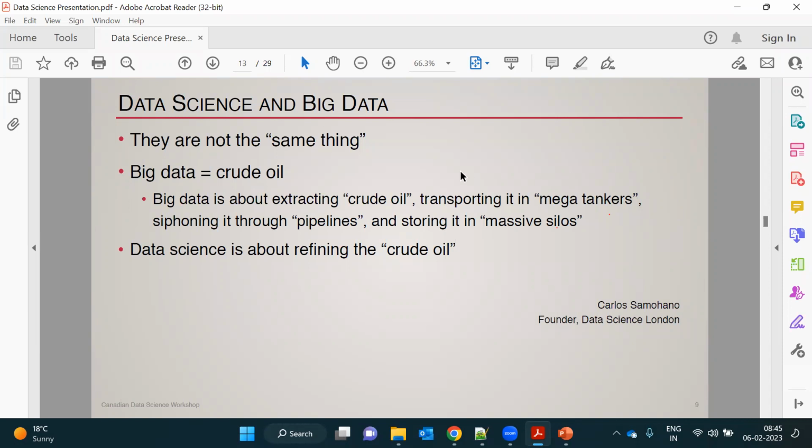So big data is bringing that, storing the data in various servers, clusters, and transporting it to the required location. And what is data science? Data science is processing that data and getting insights from that big data. That is data science. I hope I'm clear. Any doubts until now?